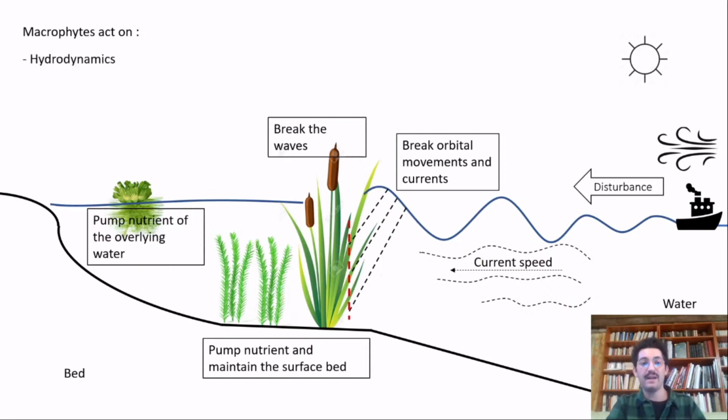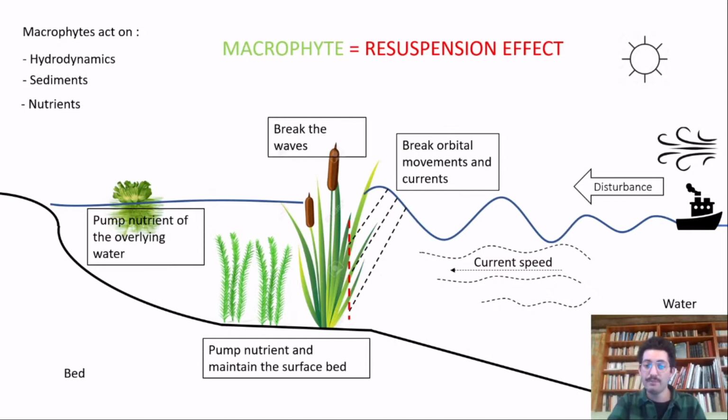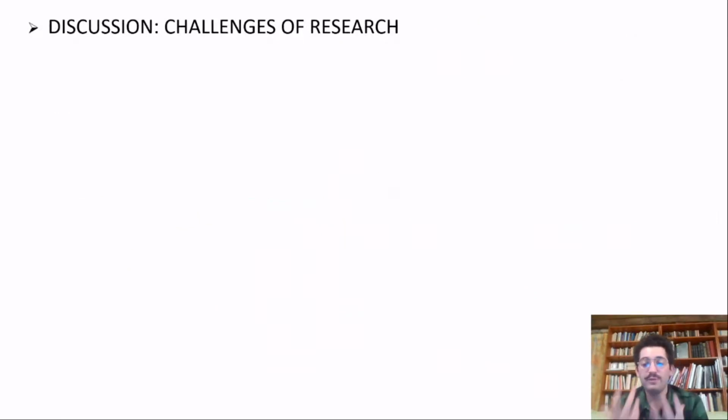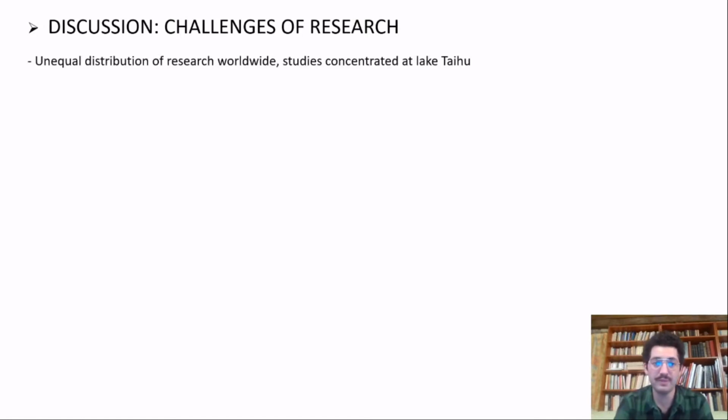So the macrophytes act on hydrodynamics by breaking the waves, breaking the orbital movement and current speed, on sediment by maintaining it, and on nutrients by pumping them both in the overlying water and in the sediment. So the macrophytes act on all the aspects of the resuspension. Now we want to discuss these results and mention the main challenges for future research.